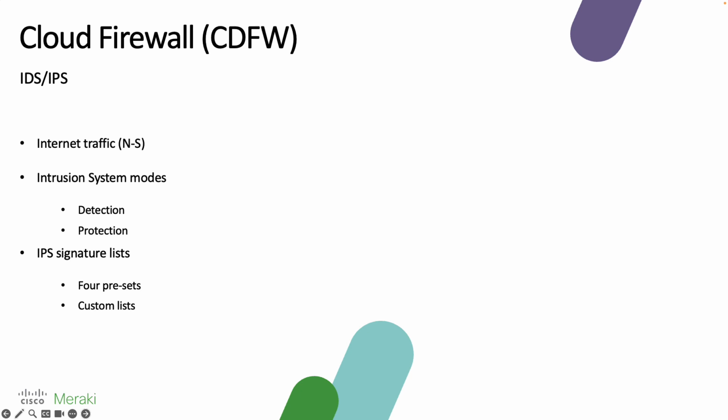The IDS/IPS is going to be applied to any internet traffic, so anything going north-south. In terms of the intrusion system modes, you'll be able to select from either detection or prevention. And then the IPS signature lists that we select from will have 4 predefined categories for us to choose from, but we also have the option of creating custom lists, which we'll cover in another video.